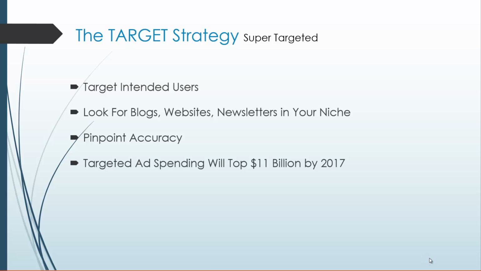Now, using this strategy, you're not going to spend anywhere near the amount of money you would spend if you were using the top strategy, but you will need to spend some money. Research showed that targeted ad spending will top over $11 billion by 2017. So you will be spending money, but you need to focus more on really finding the people that you want to advertise to.